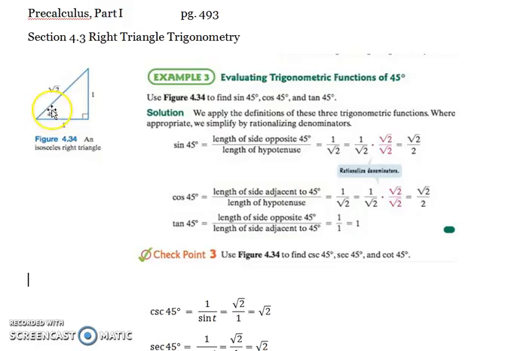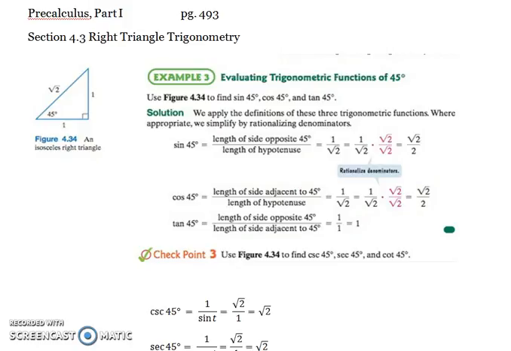Cosine ends up being exactly the same because it's still 1. The adjacent side is 1 also over square root of 2, so it's exactly the same answer. And then the tangent of 45 is the opposite over the adjacent, which are both 1. So that makes life pretty easy. The sine and cosine are the exact same value, and the tangent is 1.